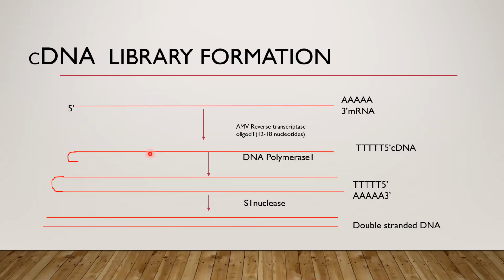Now, this complementary DNA will also act as a template for the formation of DNA. So bases will start adding at this end with the help of the enzyme DNA polymerase 1. This will start adding bases and we will get a double stranded DNA with the help of DNA polymerase 1, and this double stranded DNA is created along with a loop. This is a hairpin loop which is being created. Now this has to be removed. After completion of the double stranded DNA, this hairpin loop will be cut with the help of the enzyme S1 nuclease, and we will get double stranded DNA.